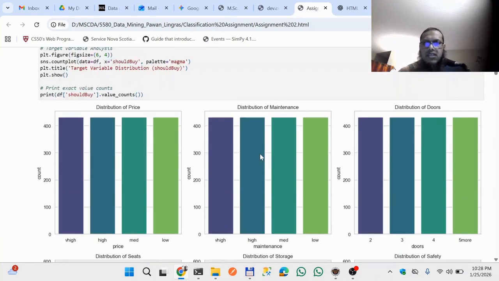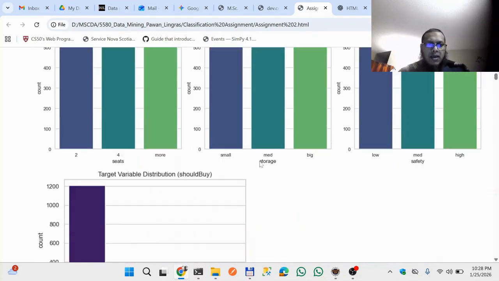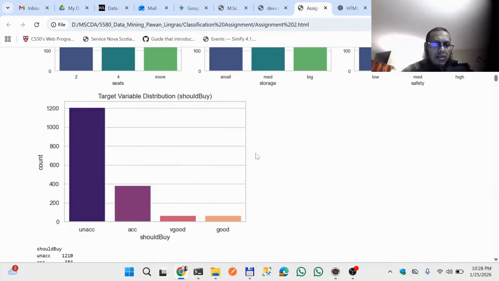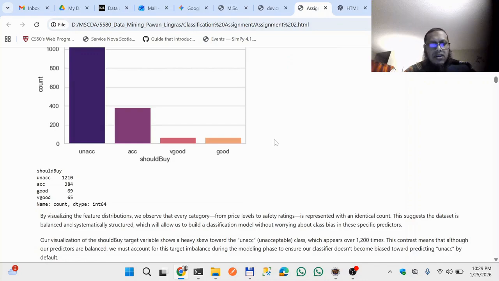We have found that for the 6 features, the data has been distributed and structured properly. But for the 7th variable, which is our target variable, the data is skewed toward the unacceptable classified data set, which is almost 1200 times.